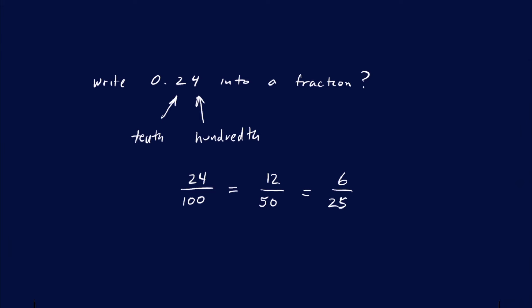So what I mean by that is, you notice how we originally got 0.24. We actually want to write this as 24 over 100, and then since we can divide both of these numbers by 2, we want to just keep doing that. Keep dividing the numbers by 2 until we get the simplest form of the fraction.